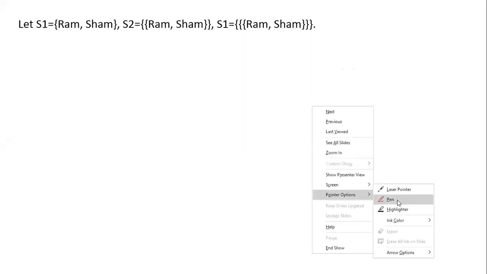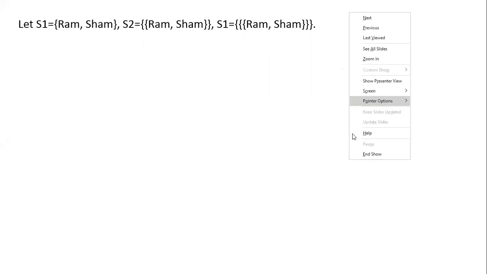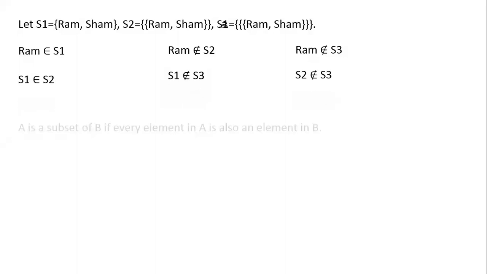So see, S1, S2, and S3. These are the 3 different sets. Then we can say that RAM belongs to S1, but RAM does not belong to S2. RAM does not belong to S3. So third set is nothing but S3. Then S1 belongs to S2. Yes, S1 belongs to S2. S1 is completely inside S2. S1 does not belong to S3. Like that.